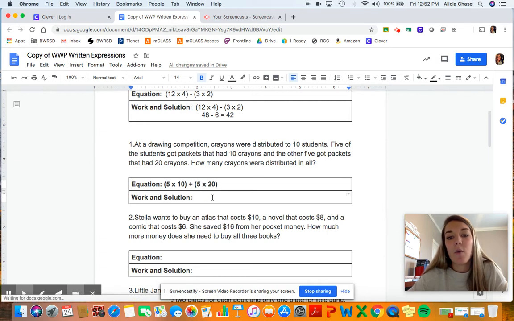Okay, now I need to do my work. So I need to see if there's any parentheses. There is. So there's parentheses here and parentheses here. So I'm going to solve them from left to right. So first I'm doing 5 times 10, which is 50. Then I just keep my addition sign. Next I'm doing my other parentheses, 5 times 20. So I'm going to do 5 times 2 is 10, plus the other 0 gives me 100.